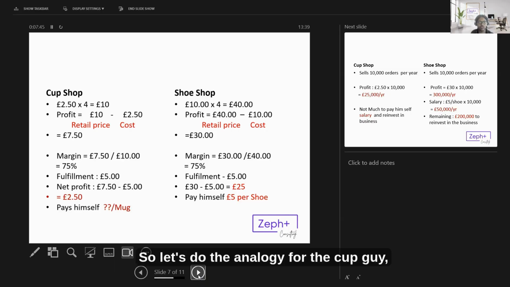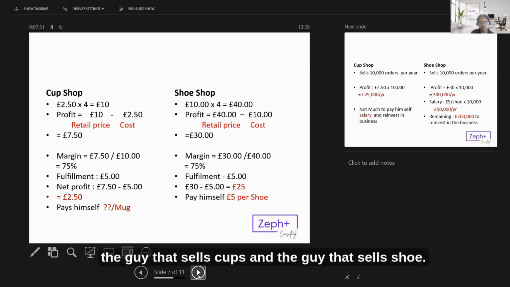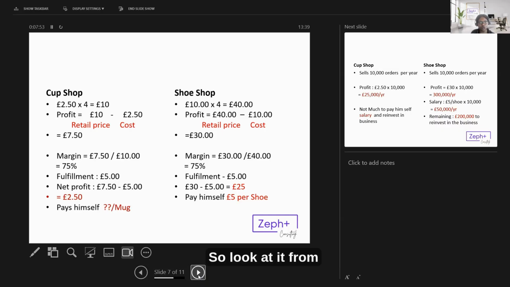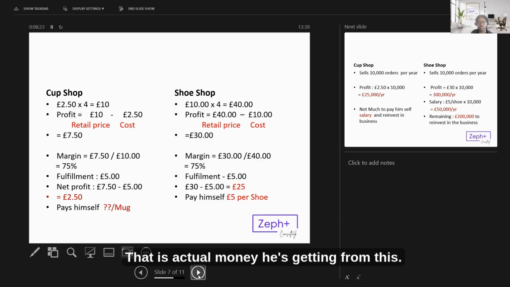If £5 is your fulfillment fee, let's do the analogy for the guy that sells cups and the guy that sells shoes. From our calculation, the cup guy is getting £7.50 profit. If you remove the fulfillment, which is £5, what does that leave him with? £2.50. Now, let's look at the shoe guy. Remember his profit is £30. If we take away the fulfillment of £5 from the £30, then it's £25 that is the actual money he's getting from this.